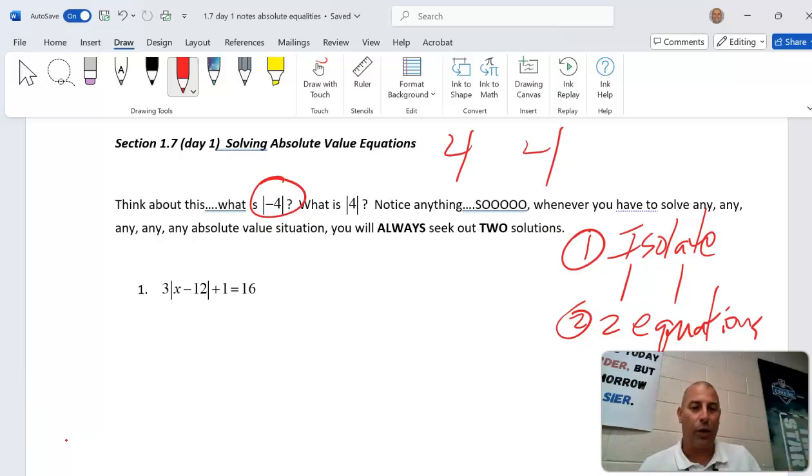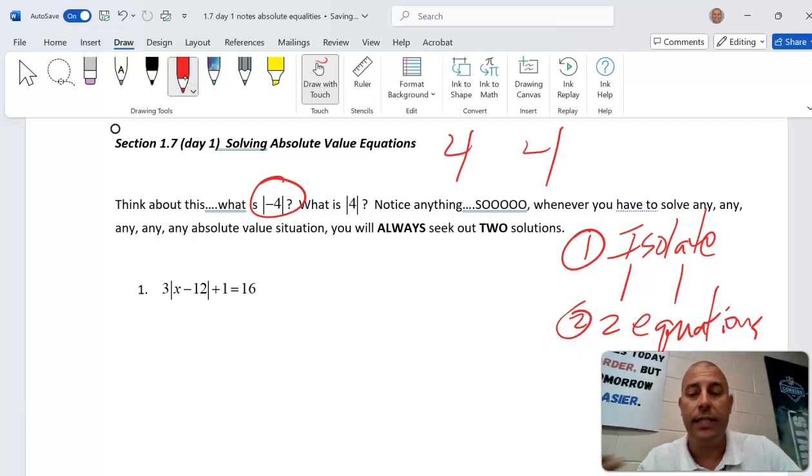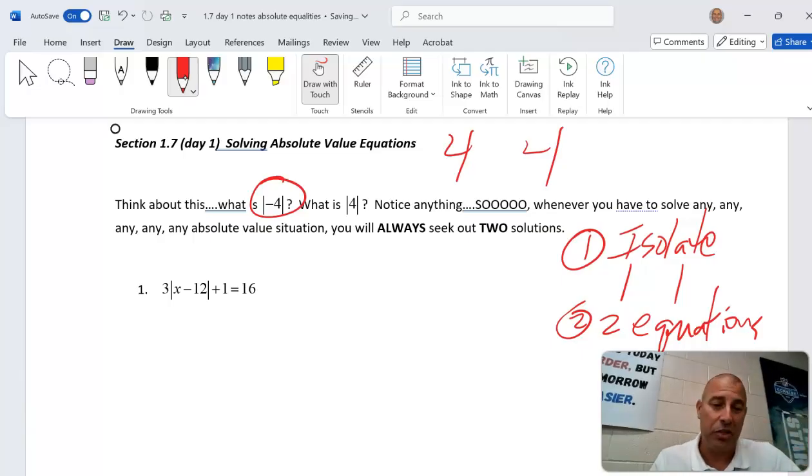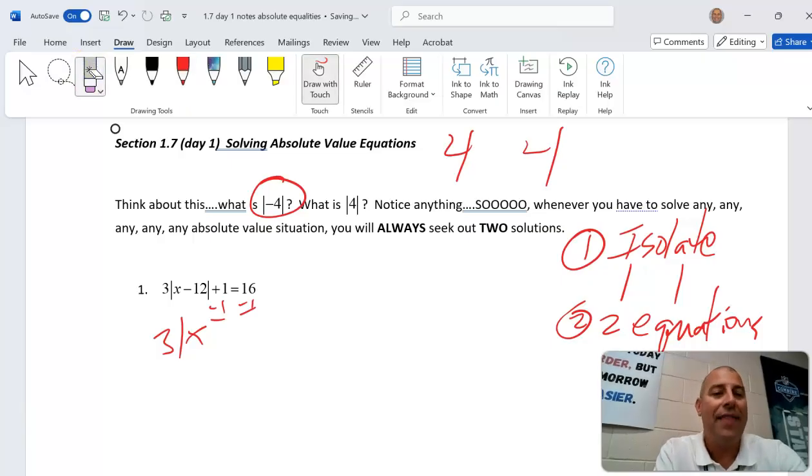So let's look through question number 1. Isolate first of all. So I see my absolute value bars. I've got to get rid of who's around it. And we're still going to end up using our normal solving equation skills. Undoing addition and subtraction first, followed by undoing any multiplication or division. So, yeah, undo it. Let's subtract the 1 from both sides. So we've got 3 times the absolute value of x minus 12, and then equals our 15.